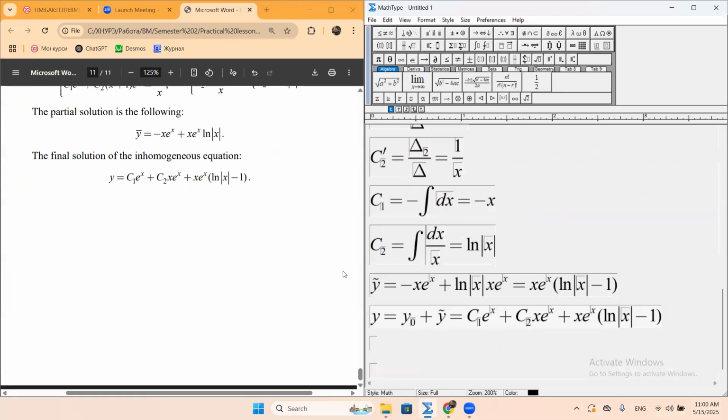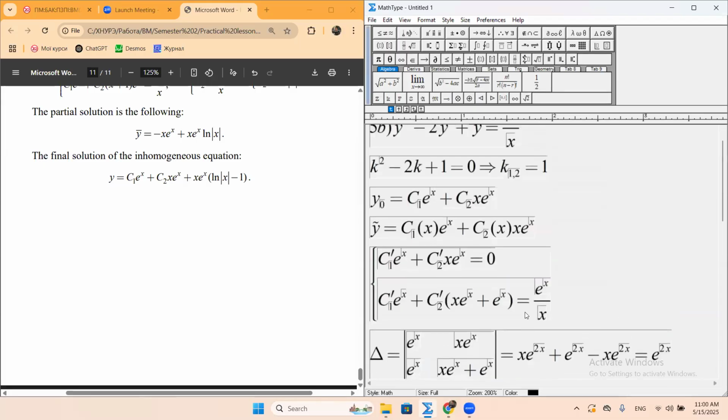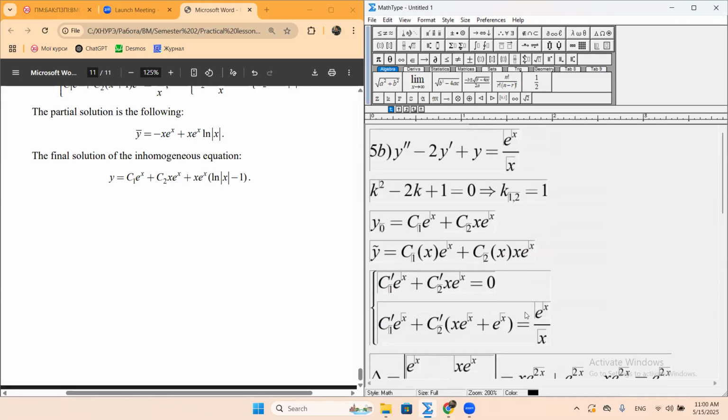Any questions about this exercise? Maybe about the whole lesson, about previous lessons? Okay, so if no questions, let us finish.